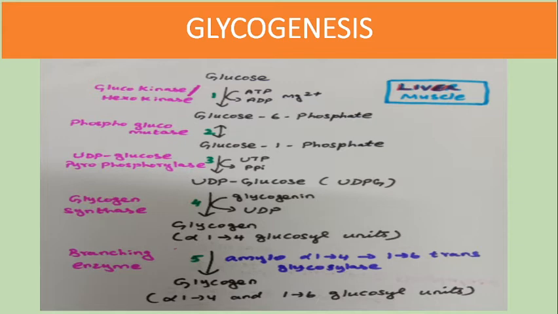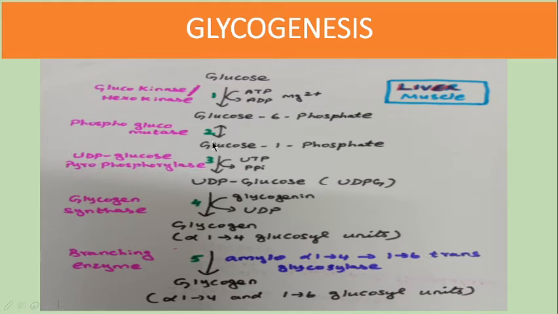The first step is that glucose, which is the precursor for glycogen, gets phosphorylated to glucose 6-phosphate. So the first step is phosphorylation of glucose to glucose 6-phosphate with the help of the enzyme glucokinase in the liver and hexokinase in the muscle. ATP will be utilized to form ADP, and Mg2+ is also involved.